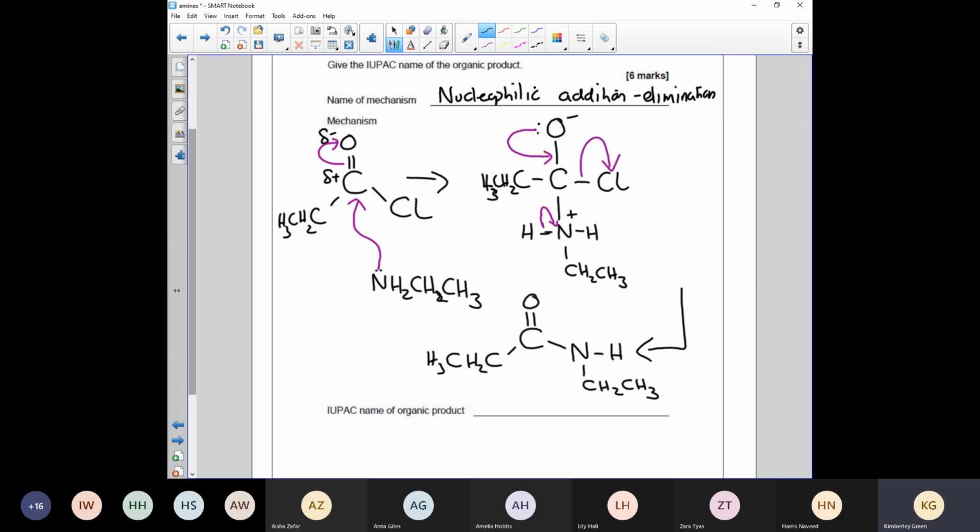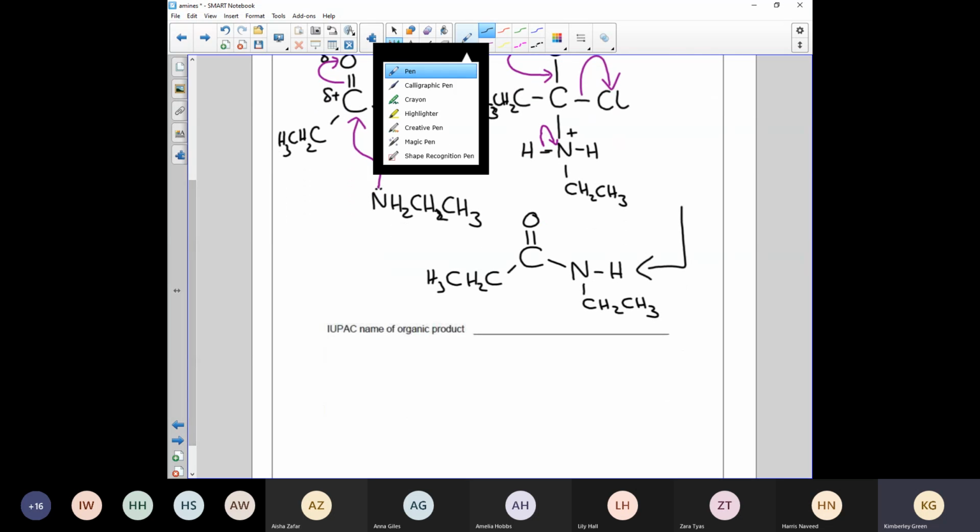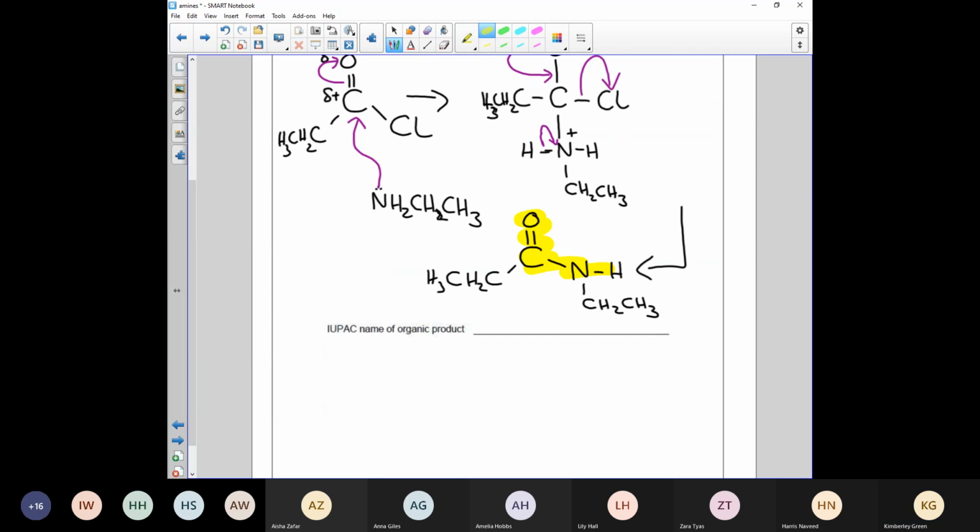Right then, so we need to name this thing. Ooh, naming amides. I know it's an amide because I have this group. So I know it's going to finish in amide. I'm just going to do it on the line below because I don't want to run out of space. Amide.